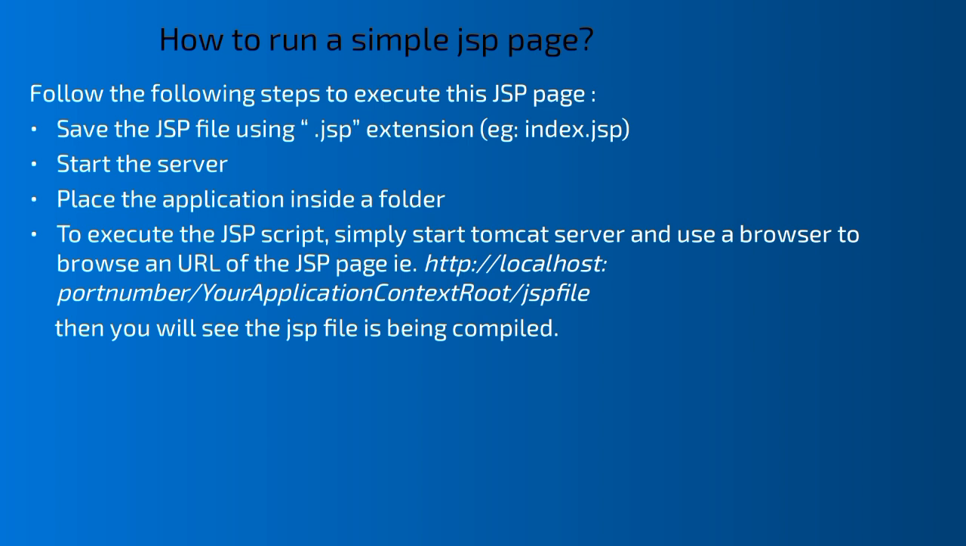Start the server. Place the application inside a folder. To execute the JSP script, simply start the Tomcat server and use a browser to browse the URL of the JSP page, that is http://localhost:portnumber/your application context root/jspfile. Then you will see the JSP file is being compiled.